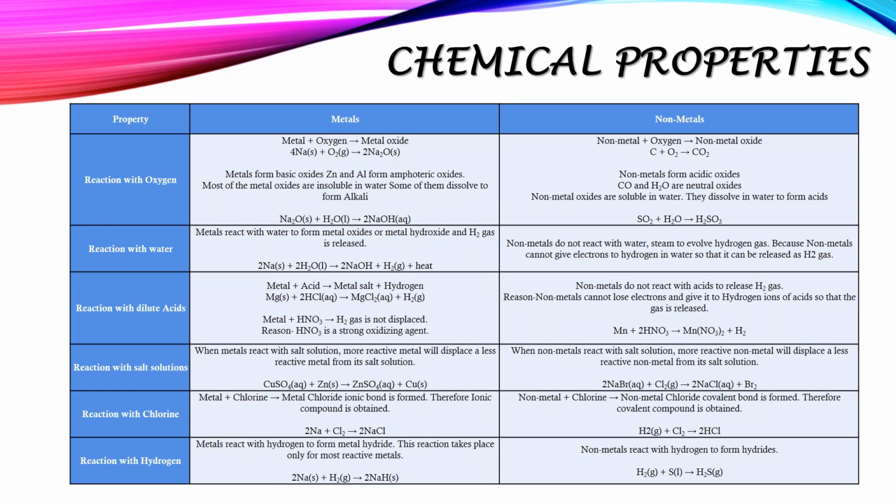Chemical properties of metals. On reacting with oxygen, metals give metal oxides. For example, sodium with oxygen gives Na2O. Non-metals also give non-metal oxides. Then what is the difference between them? Most of the metal oxides are basic in nature and most of the non-metal oxides are acidic in nature.